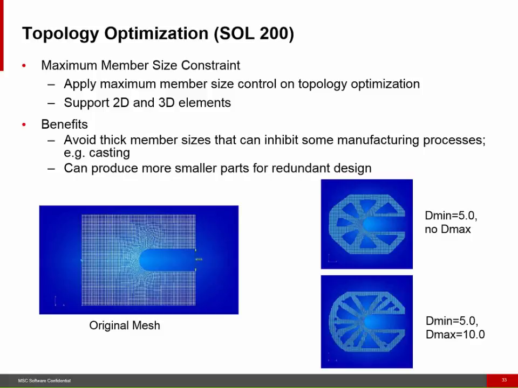So here's one example. You have an original mesh and you want to do topology optimization to reduce the mass. The top figure shows only a minimum member size and no maximum member size, and you see that you can get fairly thick members. And when you add the maximum member size, you see that you get more but thinner members for this topology optimization problem.